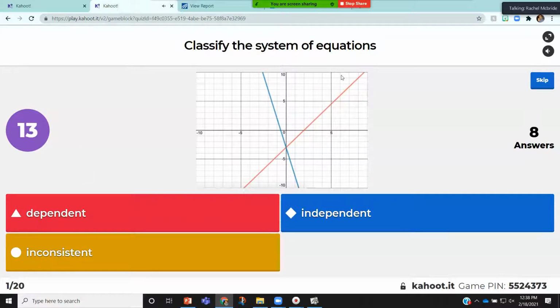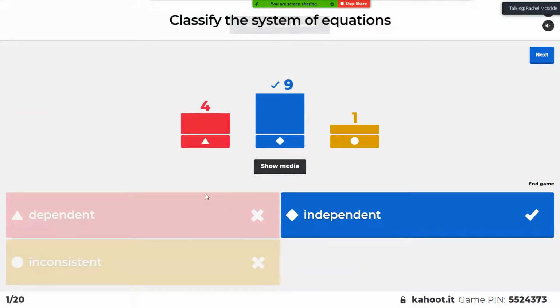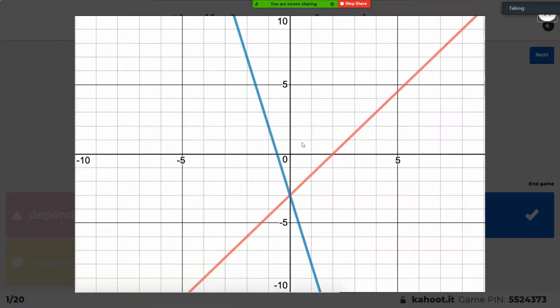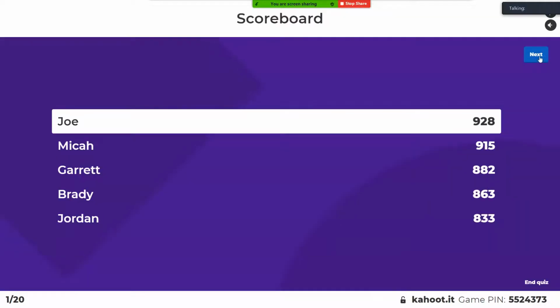Okay, classify the system of equations. Oh, dang it. I couldn't see. I read it wrong. Yeah, I clicked yellow. Okay, intersecting independent, one solution.